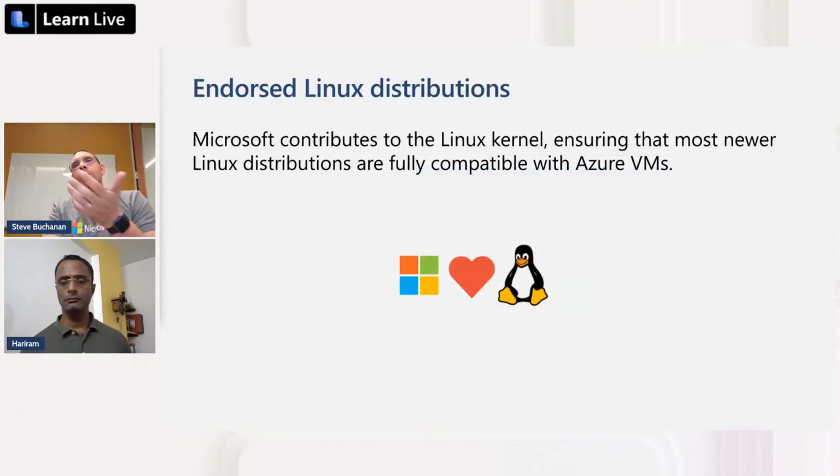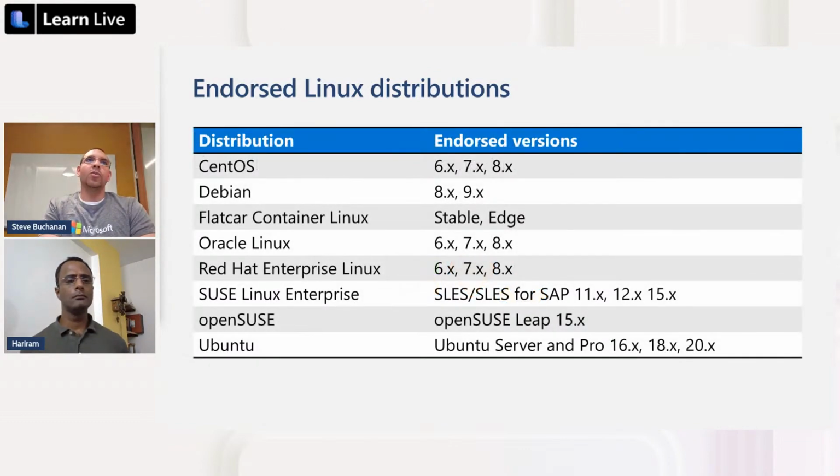And then, you know, Microsoft contributes to the Linux kernel, just the code itself, but we also make sure that many of the Linux distributions are fully compatible with Azure VMs. And so if you spin up a VM and you deploy Linux in that VM, it's going to work with Azure. It's already baked into the kernel. And these are some of the endorsed Linux distributions that we have. And so you can see some really common ones there, like Ubuntu and Red Hat and SUSE and even Oracle Linux.